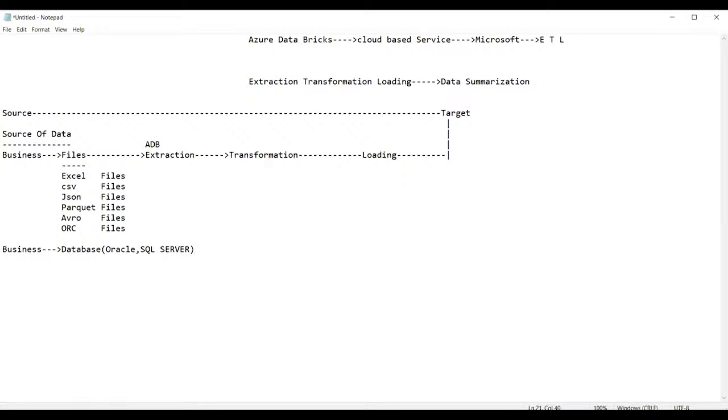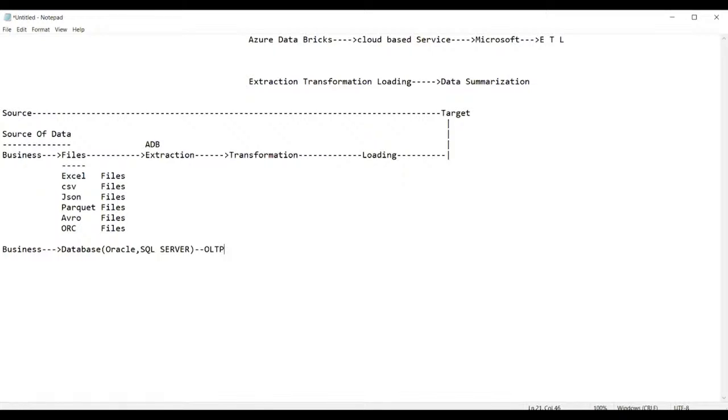When you receive the data from this kind of database, we can say that we have received the data from an OLTP system. What do you mean by OLTP? OLTP stands for online transaction process. That is called an OLTP system. Getting my point? You will receive the data from the OLTP system.